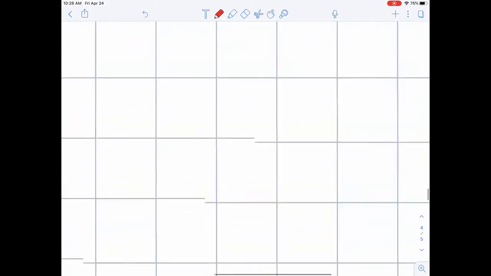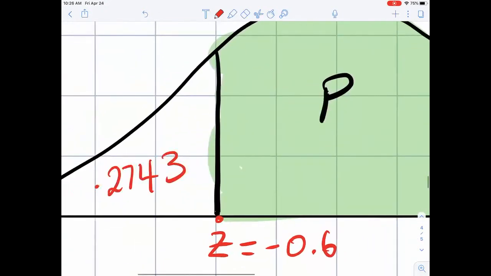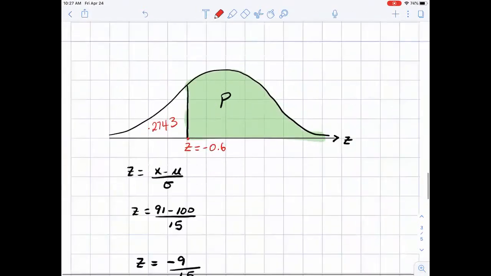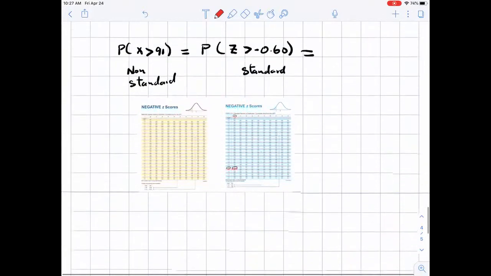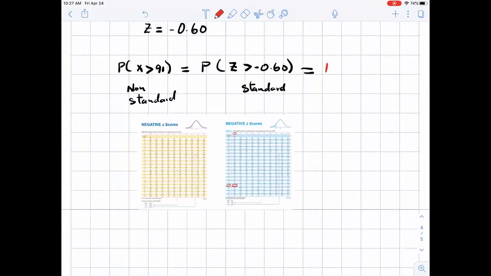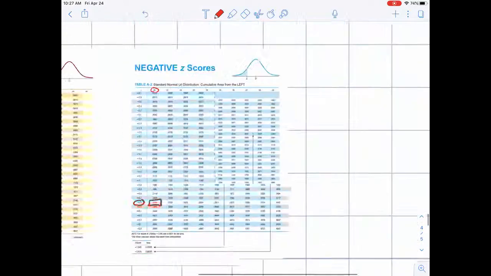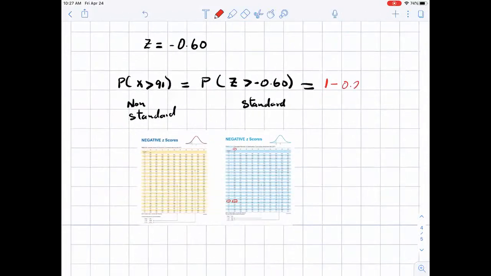So how do we find this area here? To find the shaded area, what we're gonna do is this has to be 1 minus 0.2743. So 1 minus 0.2743 is equal to 0.7257. And this is a probability, right? Probability is always written in 4 decimal places, okay?